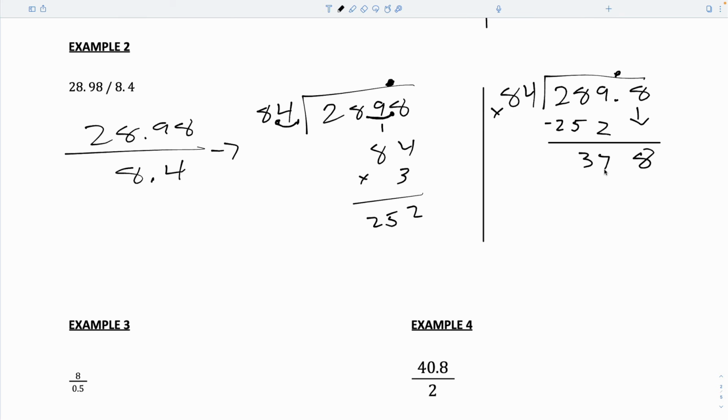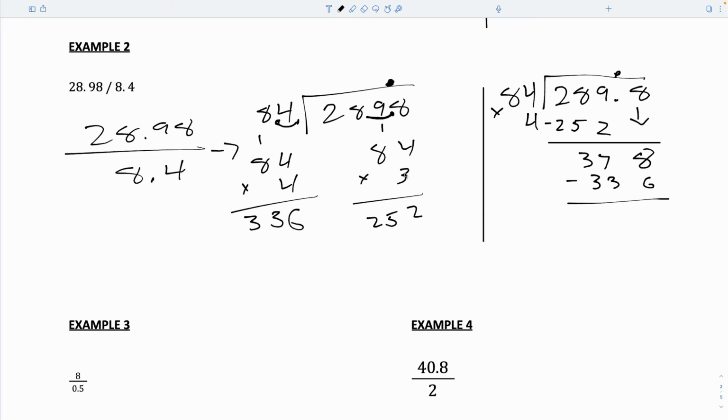I'm thinking about 37. 8 times what is close to 37? That would be... It's not going to be 5. That's over. Frankie, how much? Let's try 4. 84 times 4 might fit in. 4 times 4 is 16. 4 times 8 is 32. Plus 1 is 33. Oh, and there's more left over. Darn.